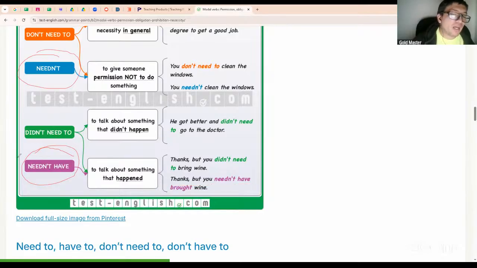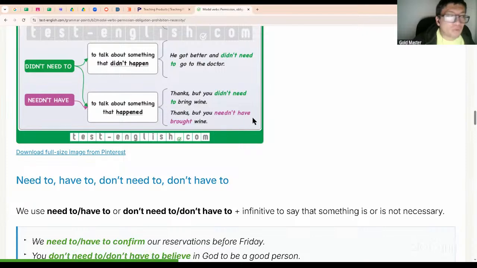Okay, this is kind of hard, I would say. No, it's not hard. It's just a lot of words in here that you have to keep in mind when you speak up or you write down some idea of yours. In here, guys, you say, thanks, but you didn't need to bring wine. Gracias, pero no necesitabas traer vino. And thanks, but you needn't have brought wine. Gracias, pero no necesitaste haber traído vino.